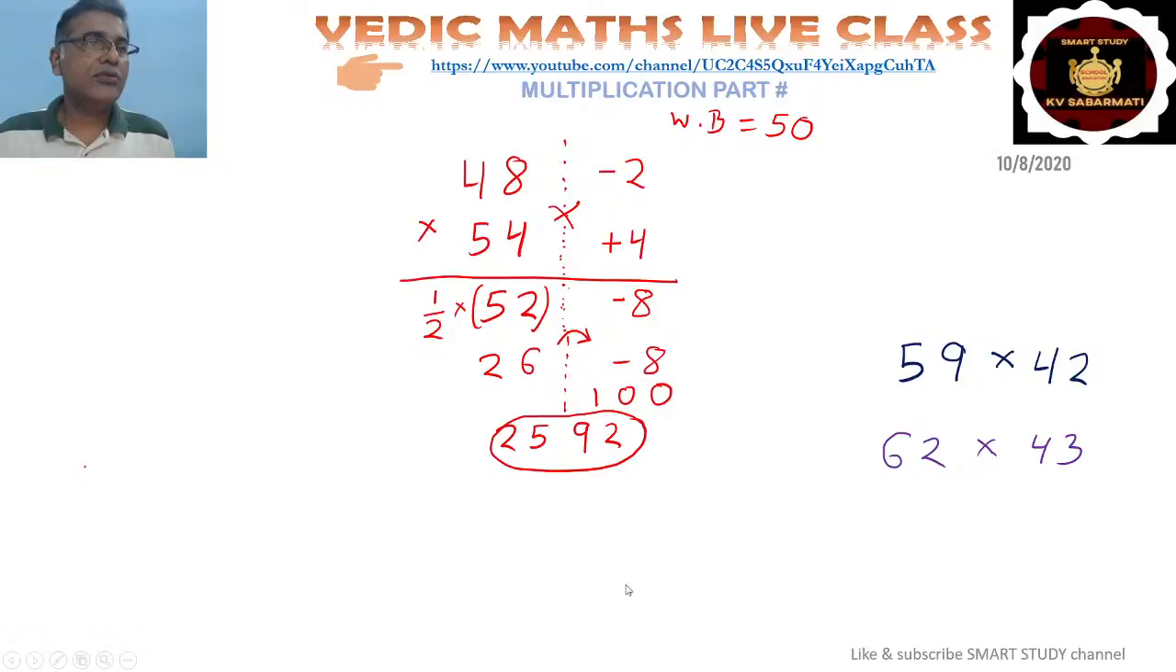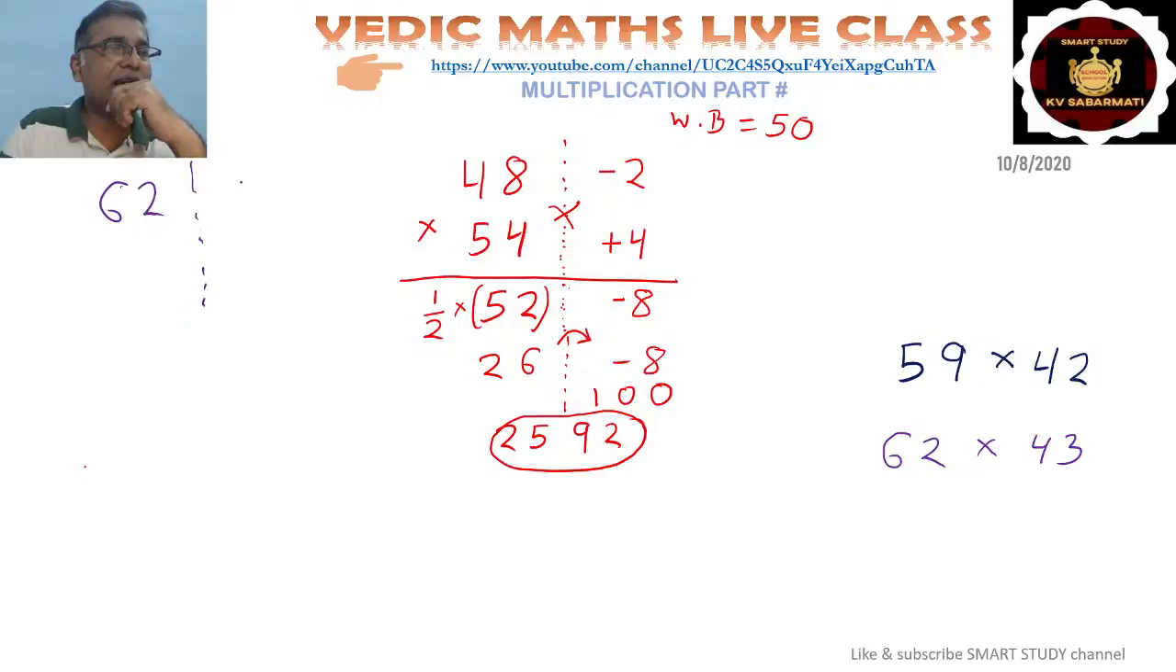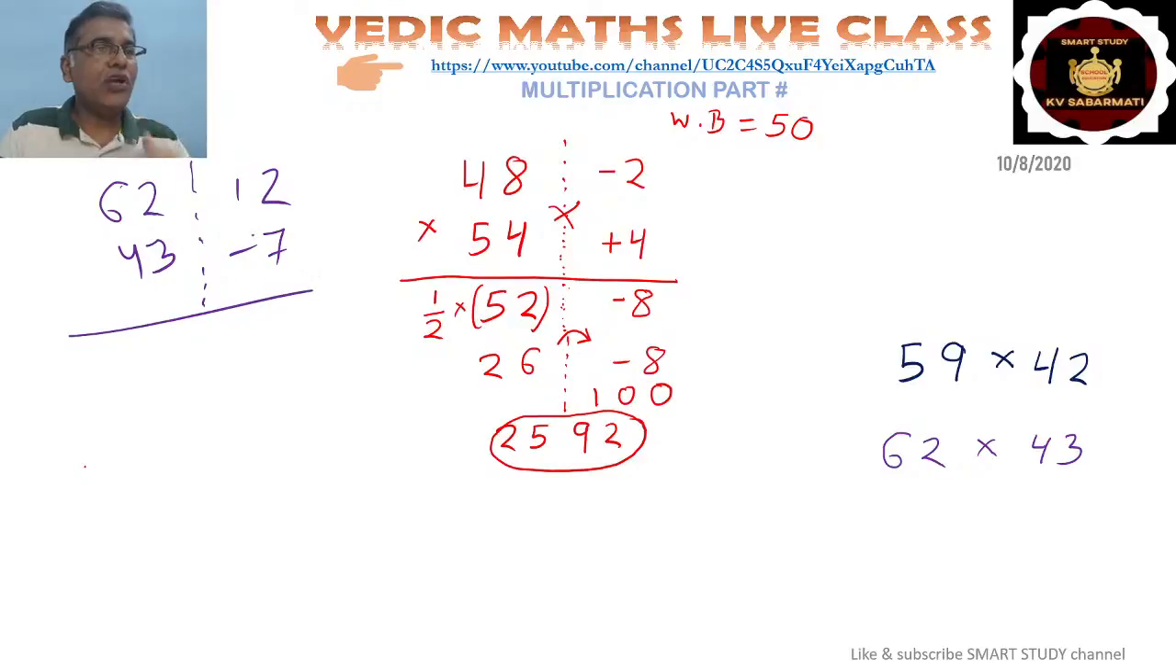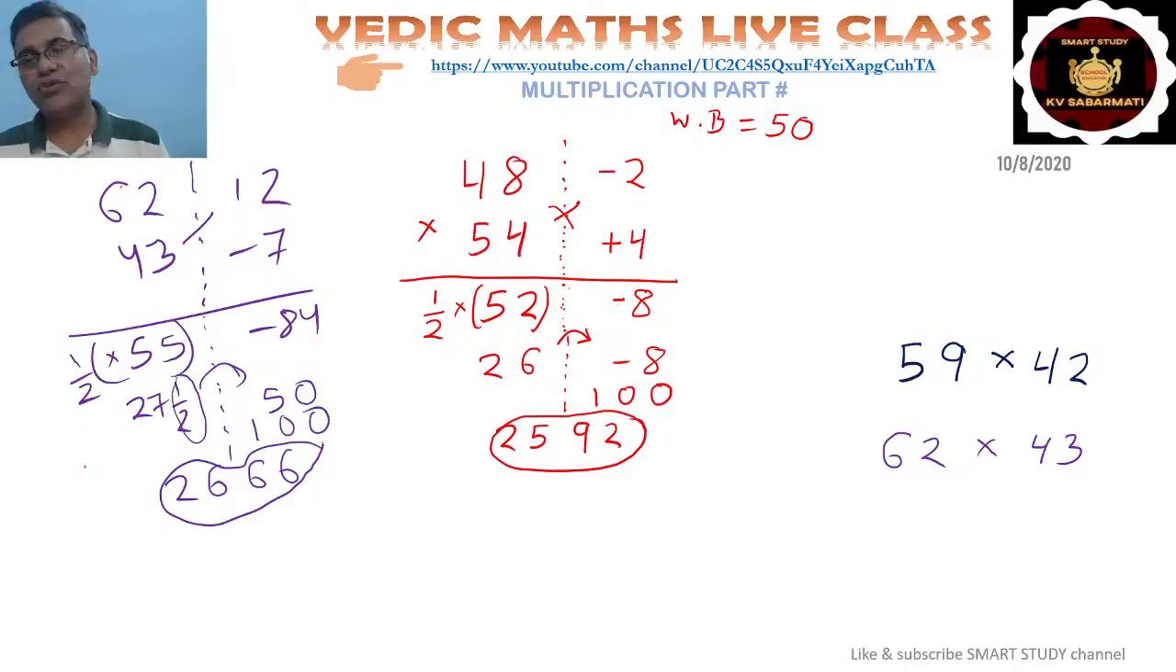Okay, so should I do it? Let us check. All of you have given the answer. 62. So see how fast I am doing. So this is 12, then 43, that is minus 7. So 12 into 7 is 84. So I'll write minus 84. Then here any side you can check. 43 plus 12, this is easy for me, so this will be 55. Then since base is half of 100, I'll take half into 55. Half into 55 means 27 and a half.